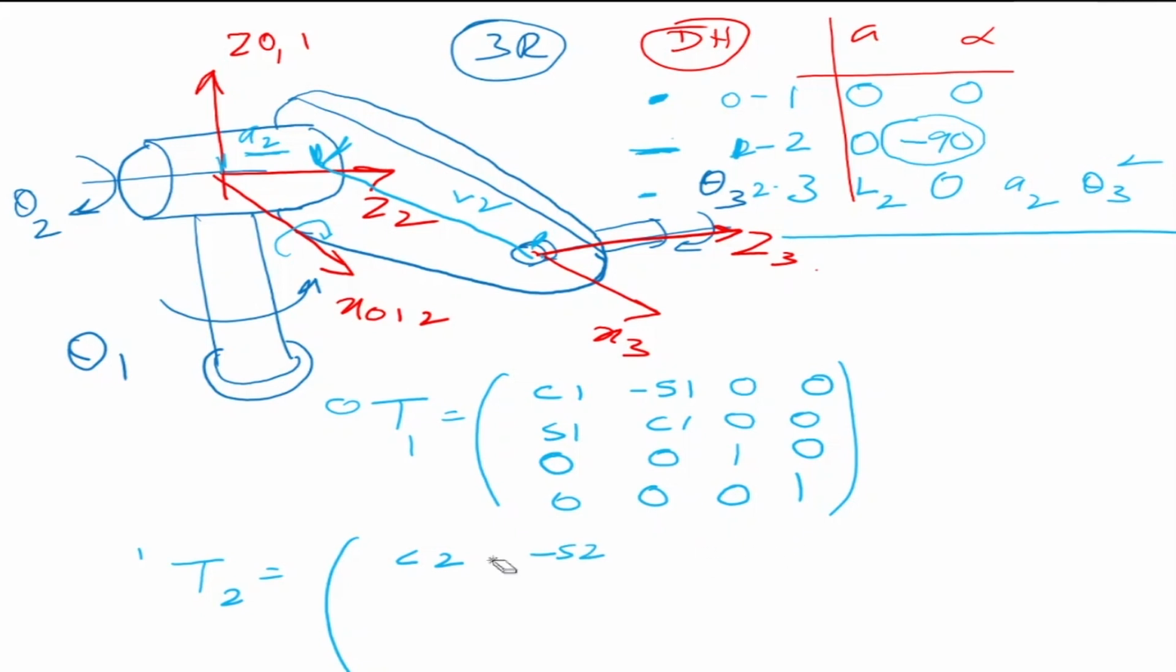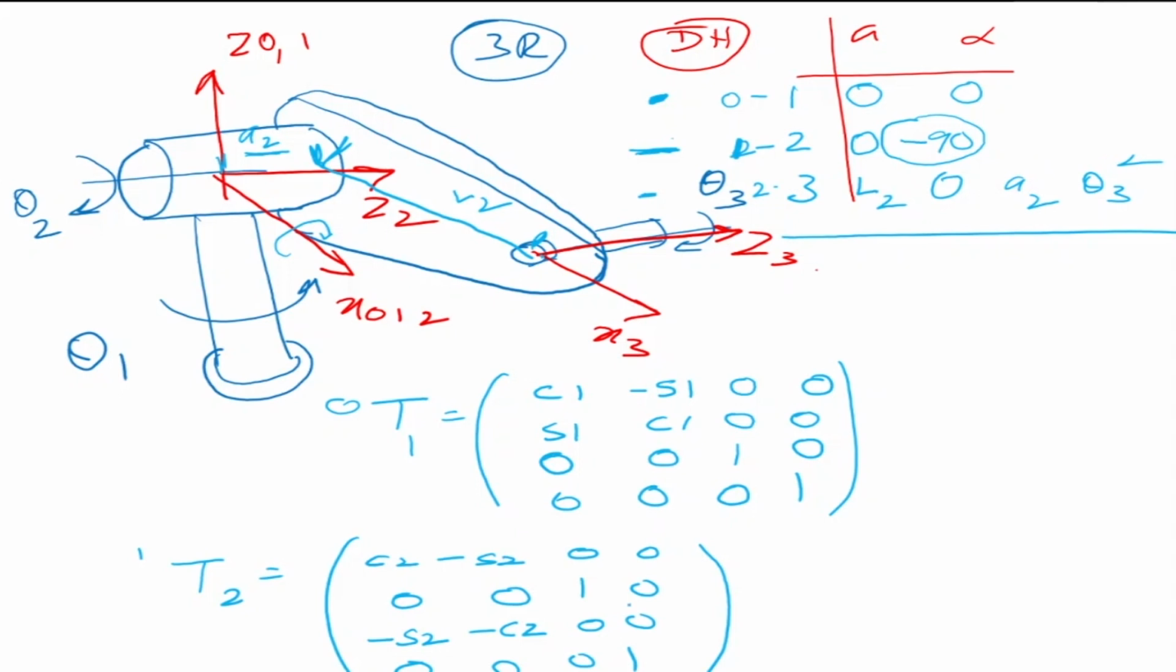Or let me write it shorter. There will be no space. C2, sin 2, 0, 0. And this is 0, 0, 1, 0. This is minus θ2, minus cos 2, 0, 0, and this is 0, 0, 0, 1. Okay, so this is the second one. You should note that there is an alpha there, and that alpha causes this matrix to appear.